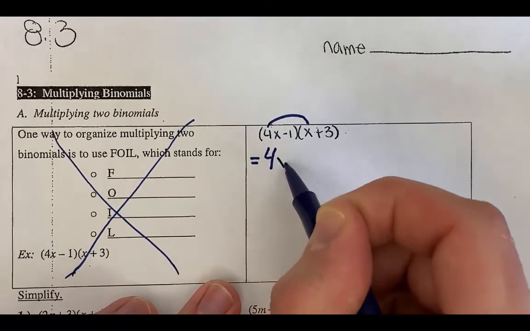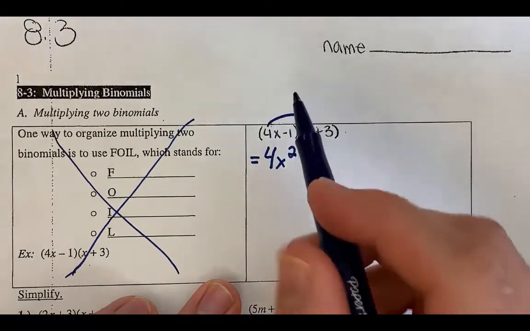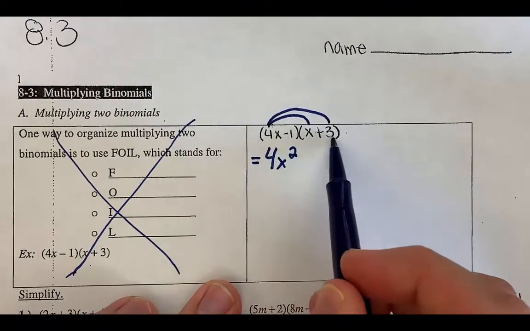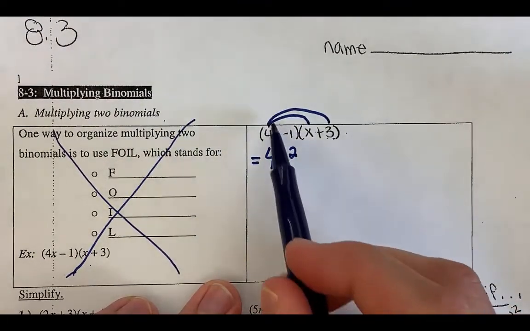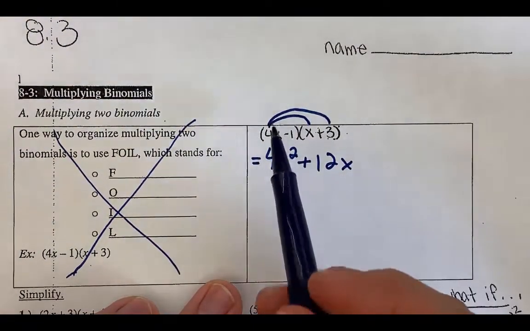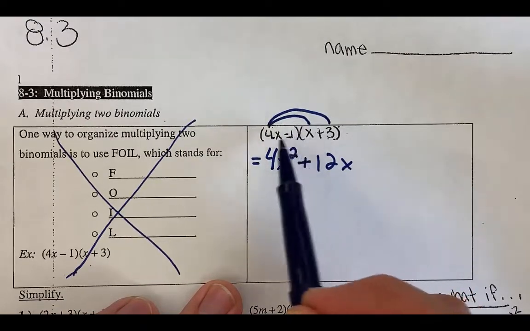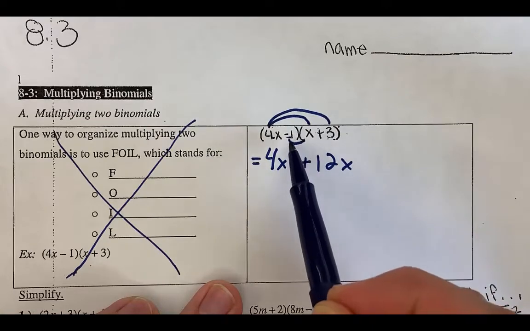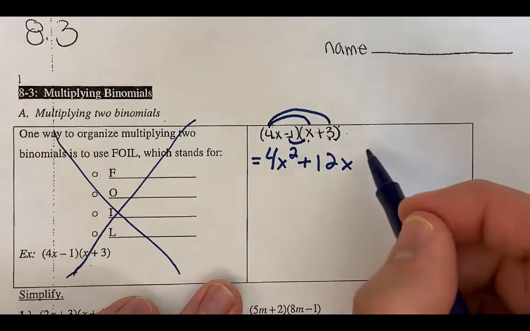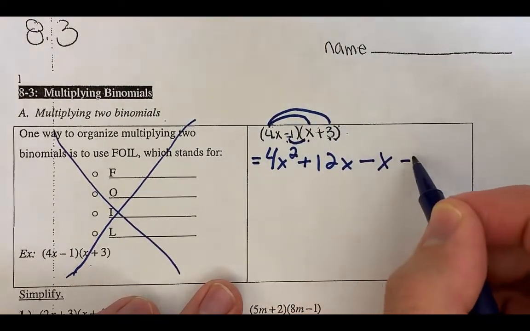So I get 4x squared for the first term, and then we're going to take that 4x and distribute it to the 3. Right? So we distribute it to both parts in the second binomial. So 4x times 3 is 12x, so plus 12x. Then we need to deal with this negative 1 here, and we're going to think of this minus 1 as a negative 1. So we'll take negative 1 times x. We need to distribute it through both terms in the binomial. So negative 1 times x is going to be negative x. And then negative 1 times 3 is going to be negative 3.